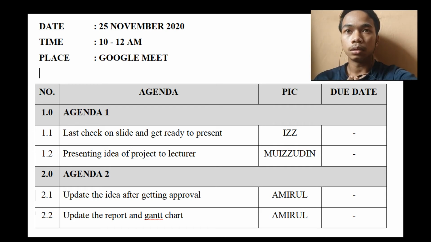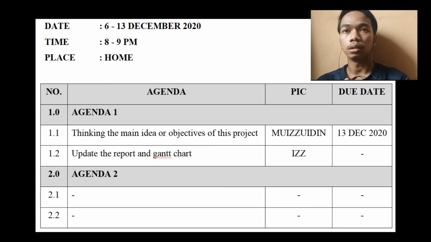The fourth one is 6 until 13 December 2020. Time 8 until 9 p.m. Place is home through WhatsApp. So the first agenda is thinking of the main idea and objective of this project. So this is decided by me. And second, we update the report and Gantt chart, which is helped by Daniel.